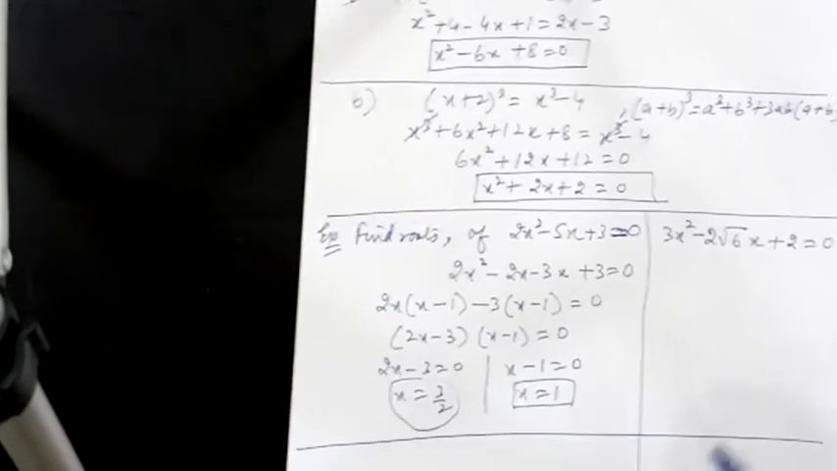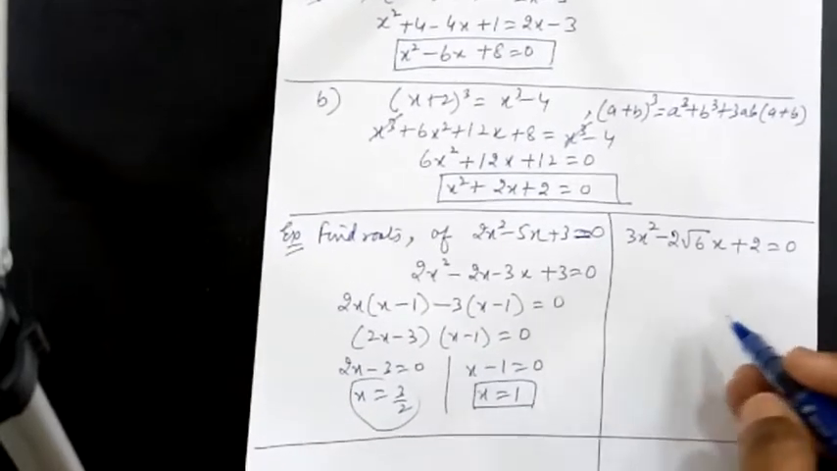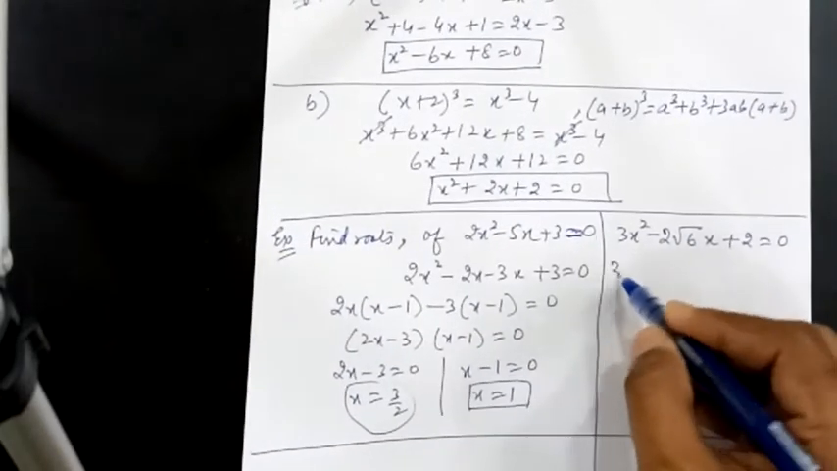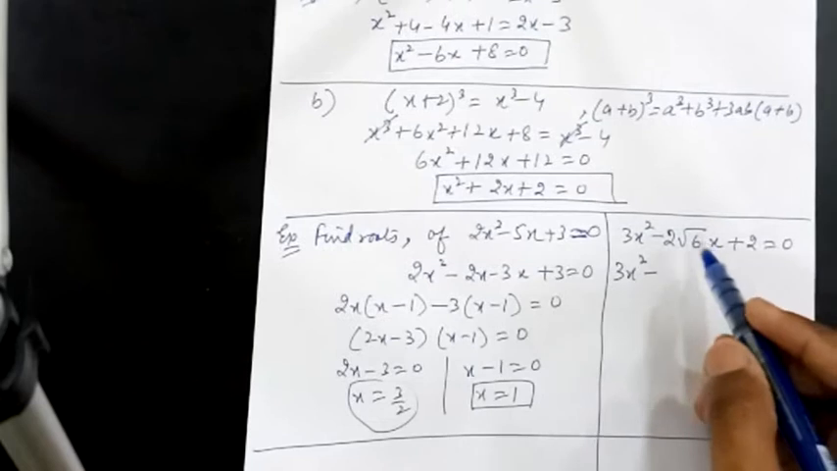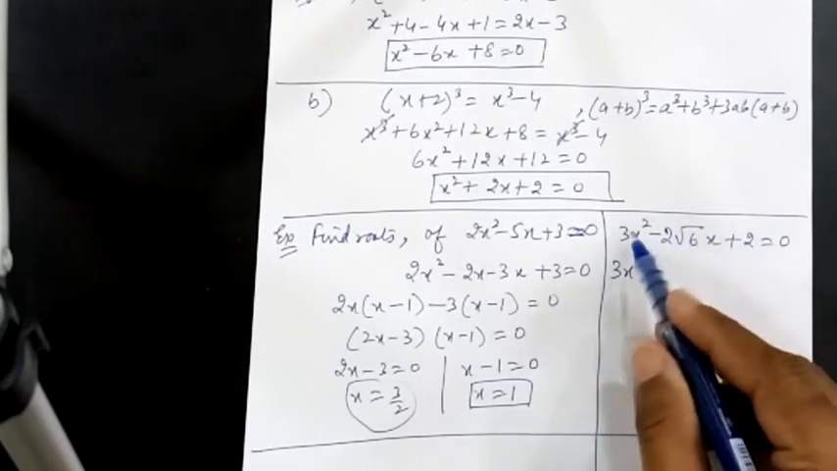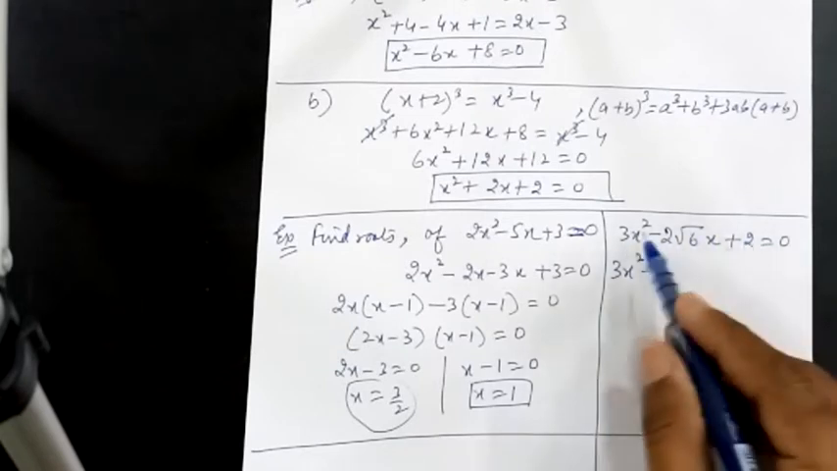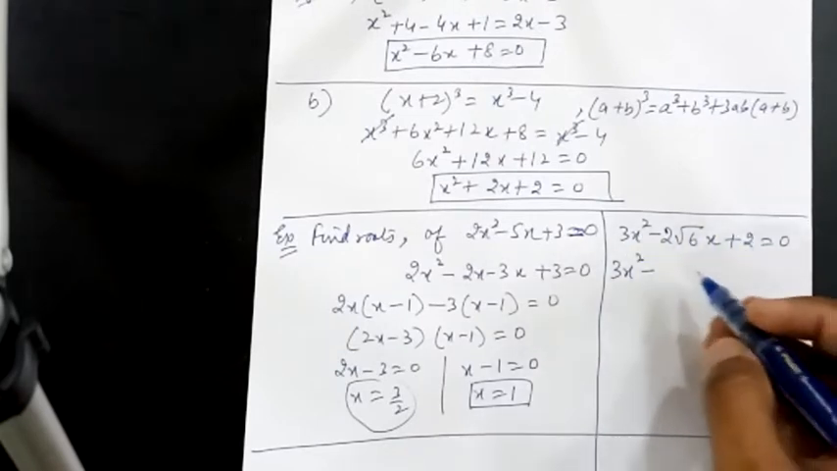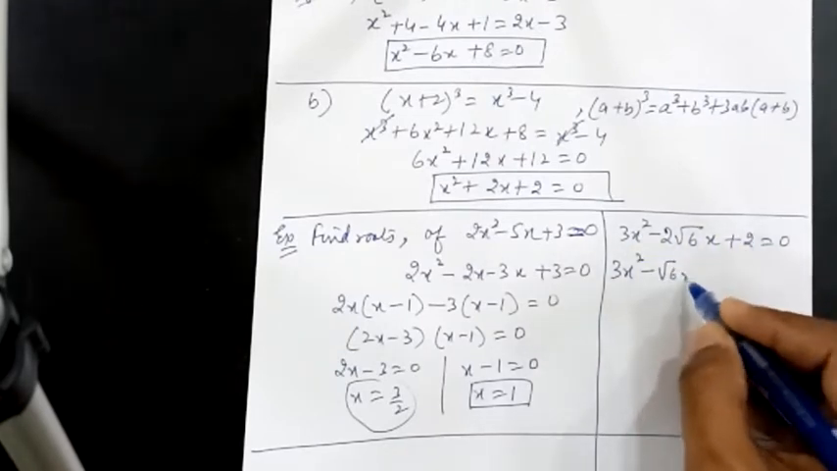What more you can do is, here also similarly you have to solve it out. The sum should be minus 2 root 6 and the product should be 6. 3 into 2 is 6, so you get it like this.